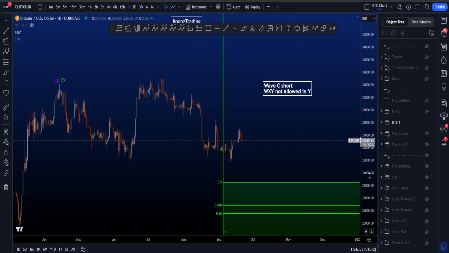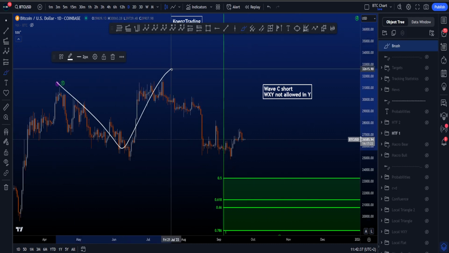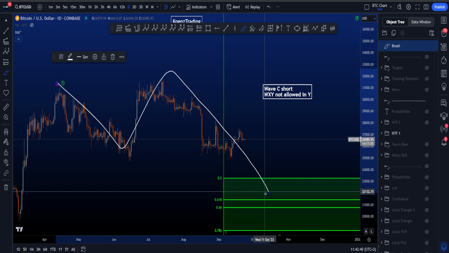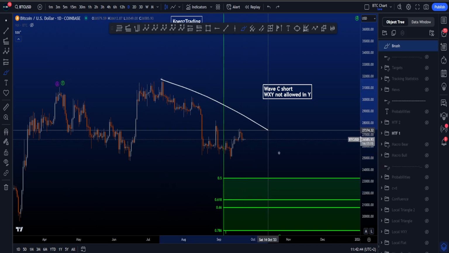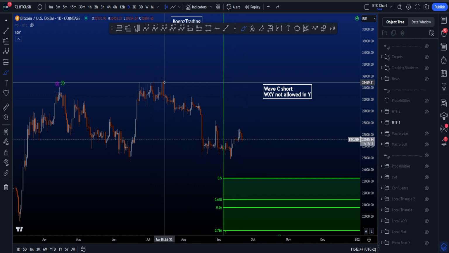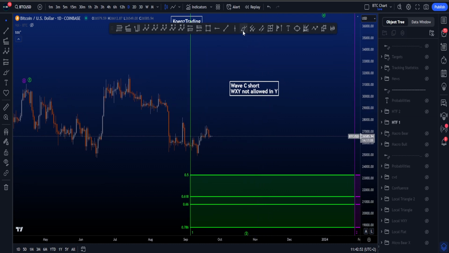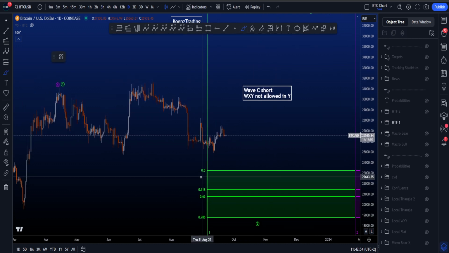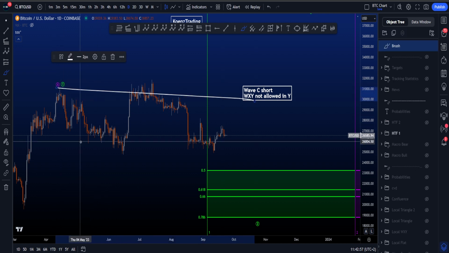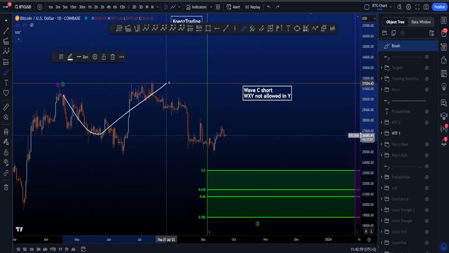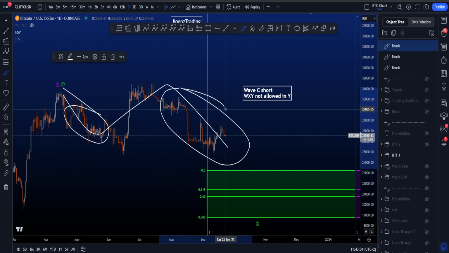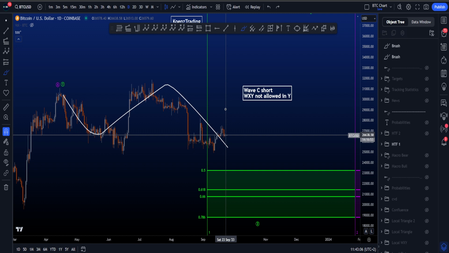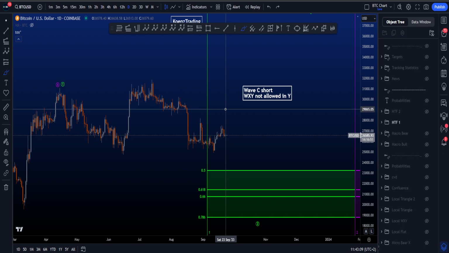Now, the other way of counting this is a WX and then a wave Y to the downside. If we look at a WXY to the downside, then this structure to the downside has to be counted as a three-wave structure, right? What is important is that a wave W and a wave Y have to be different structures in a sideways double combo WXY scenario, and also a wave W or a wave Y is not allowed to be a WXY by itself. The probabilities for that are incredibly low.